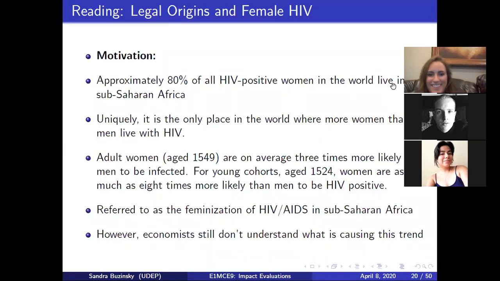Oh, thank you. Incurable STD that leads to immunodeficiencies and death by common infections. That's a much more detailed description. Thank you. Okay, so unlike all other places in the world, in sub-Saharan Africa, the prevalence of HIV is higher for women than men.